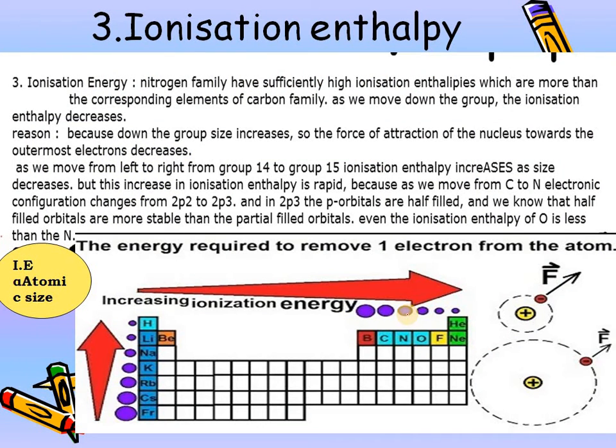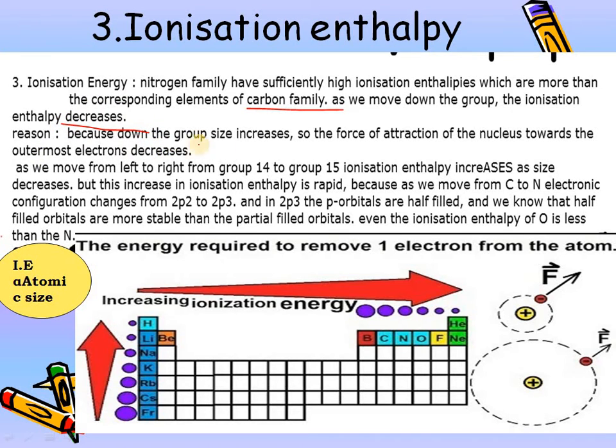Moving to next, ionization enthalpy. I discussed with you in the last lecture that it is the tendency of an atom to remove an electron from the valence shell of an atom. The nitrogen family has sufficiently high ionization enthalpies, more than the corresponding elements of the carbon family, because with respect to the carbon family, the nitrogen family has smaller size. As we move down the group, ionization enthalpy decreases because size increases.